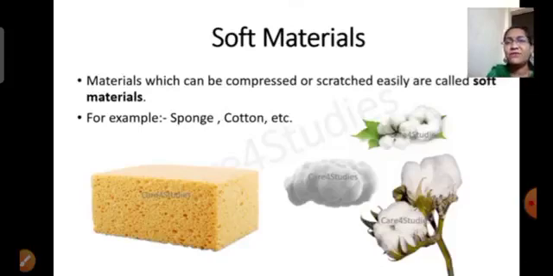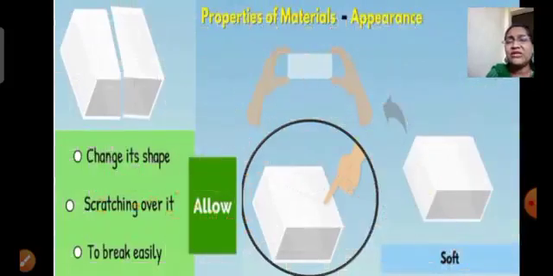Examples of soft materials are sponge, cotton, or in other way we can say that materials which can change their shape, allow scratching over them, and which can break easily are known as soft materials. And examples of the soft materials are cotton, sponge, rubber, etc.